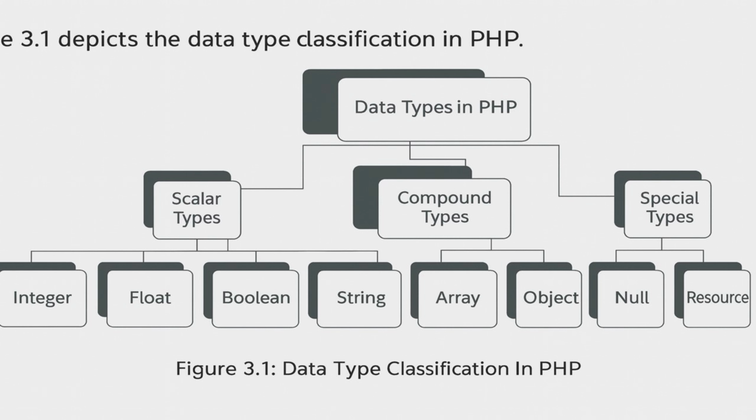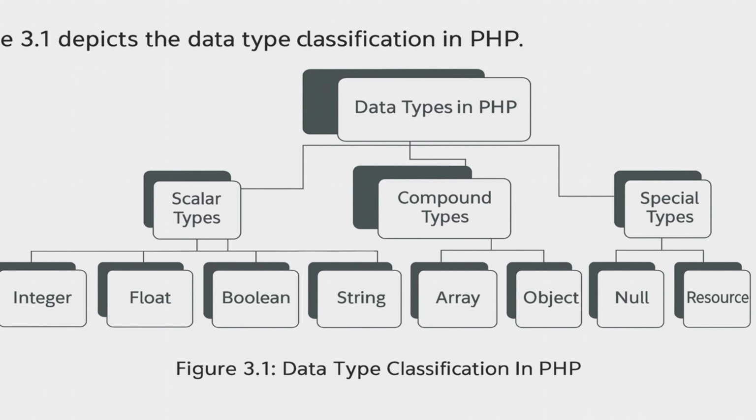Scalar types. These are the simplest or most basic data types in PHP. They represent single values and cannot be broken down into smaller parts. Under scalar types, we have integer, which represents whole numbers, float, which represents numbers with decimal points, boolean, which holds either true or false, and string, which stores text or characters. These four are the foundation of PHP data handling.